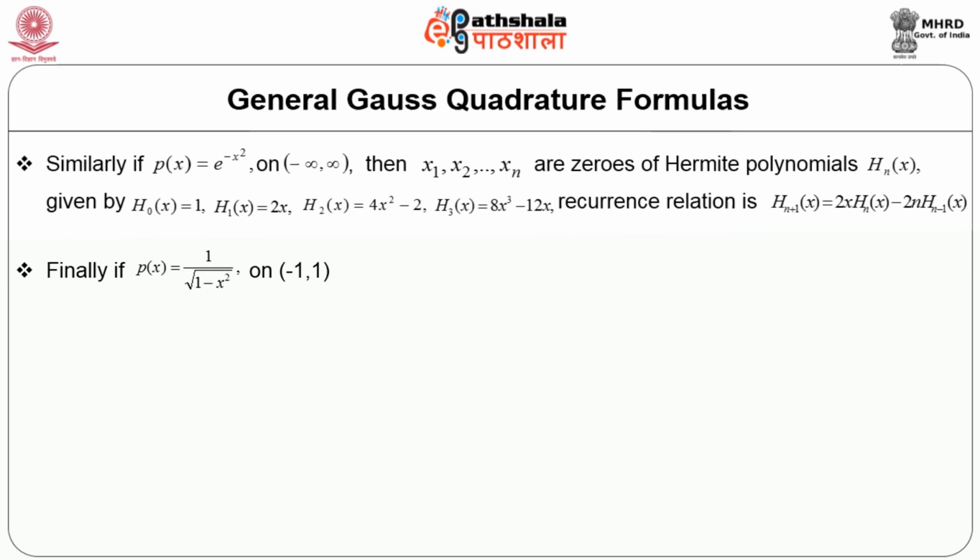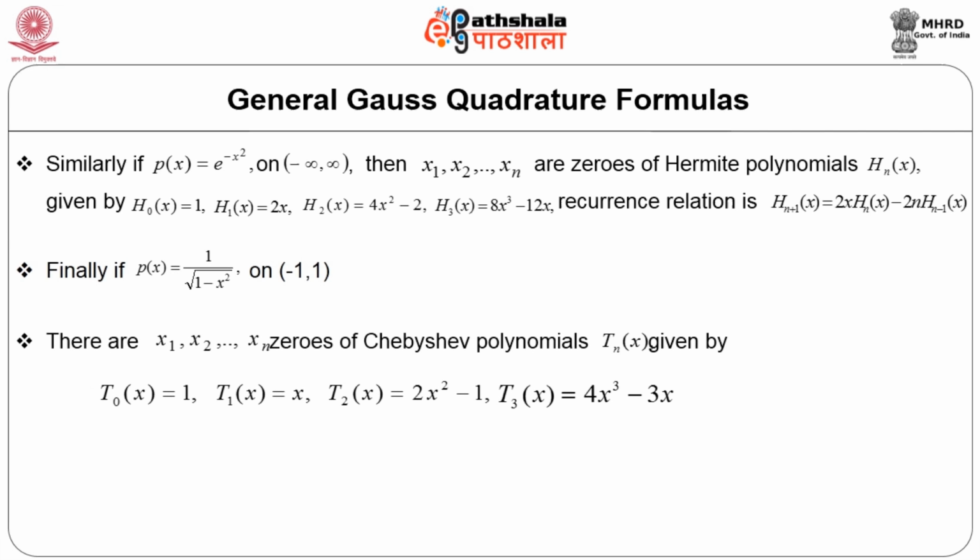And finally, if p(x) is 1 upon root of (1 minus x square) on minus 1 to 1, then x1, x2, ..., xn are zeros of the very famous, very much used Chebyshev polynomials Tn(x) given by T0(x) is 1, T1(x) is x, T2(x) is 2x square minus 1, T3(x) is 4x cube minus 3x, and the recurrence relation for these Chebyshev polynomials is T(n+1)(x) is 2x Tn(x) minus T(n-1)(x).